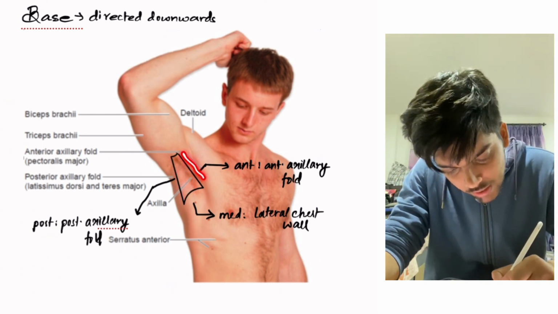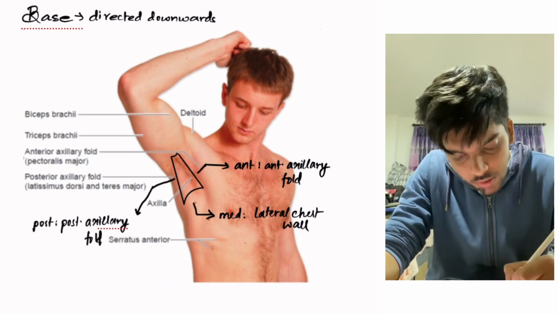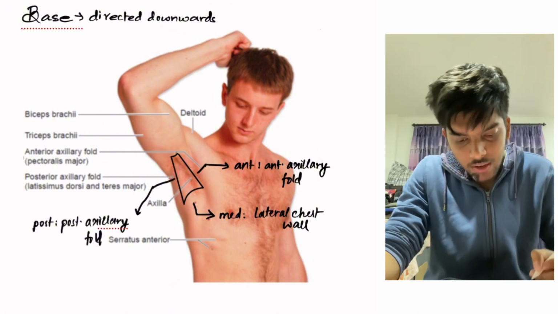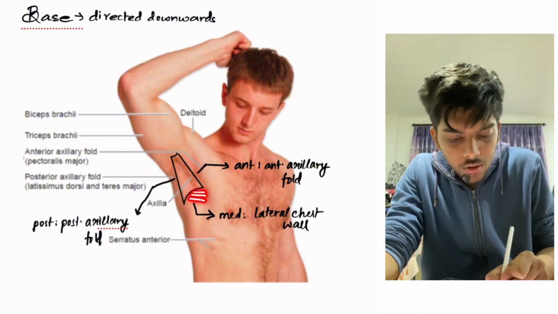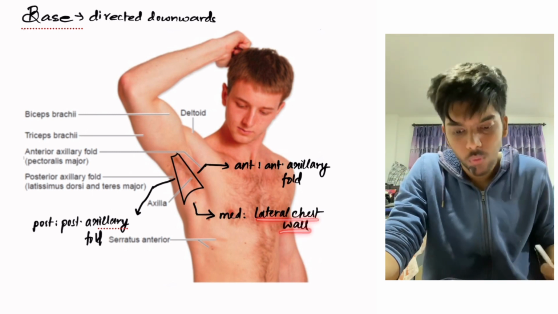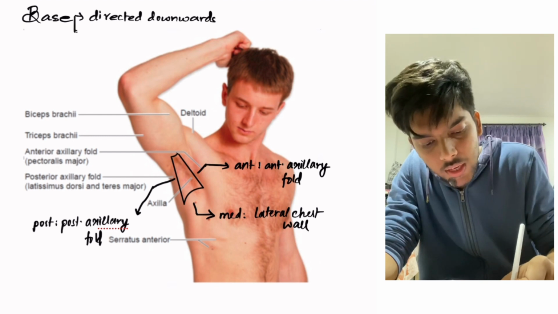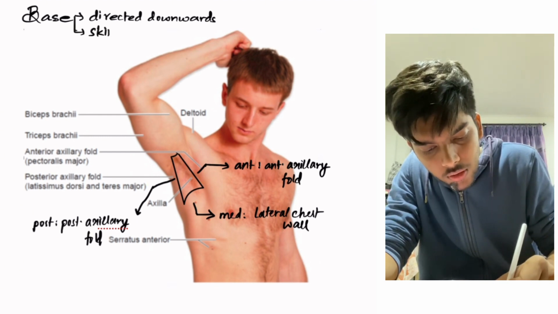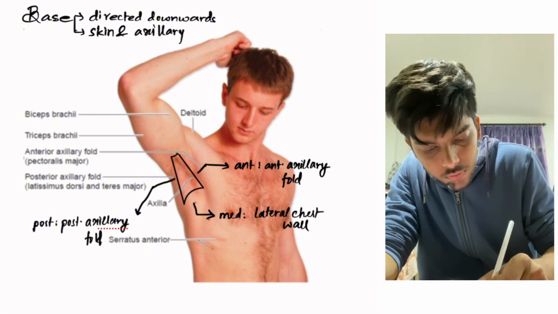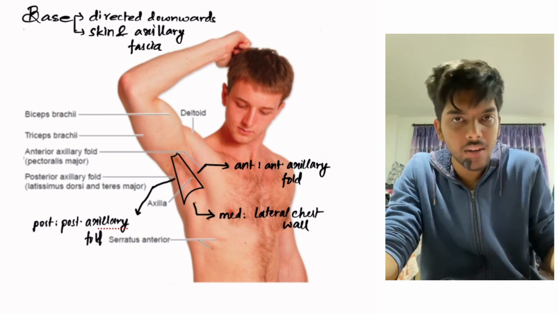This is the anterior to the base and it contains the anterior axillary fold. This is the posterior to the base and it contains the posterior axillary fold. And this is medial to the base and it is formed of the lateral chest wall. The base overall is formed of skin and axillary fascia, which is present right behind the skin.